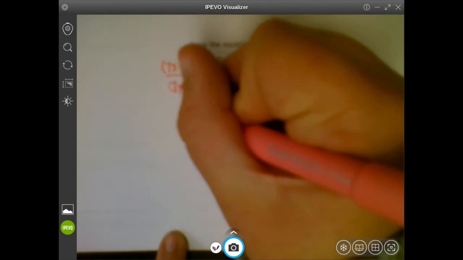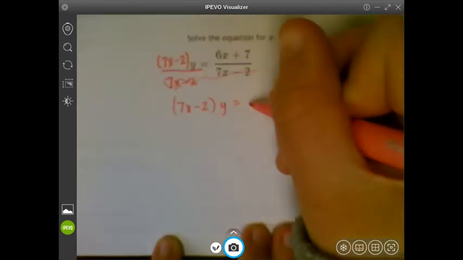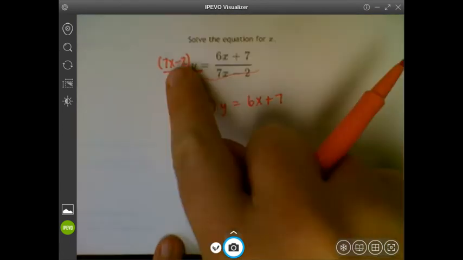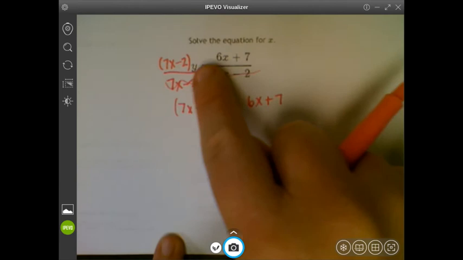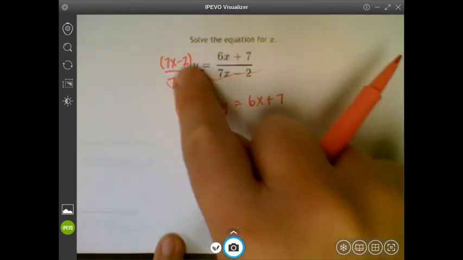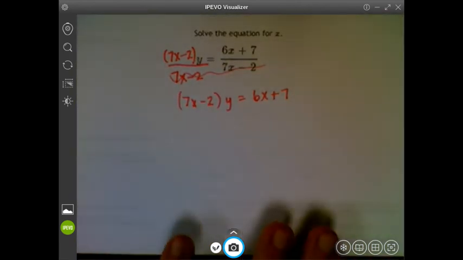So we have 7x minus 2 in parentheses times y equals 6x plus 7. This one specifically, since it was just y equals a fraction, you could have just multiplied the denominator up. 7x minus 2 just multiplied up and you would get this as well. So that's a strategy as well.